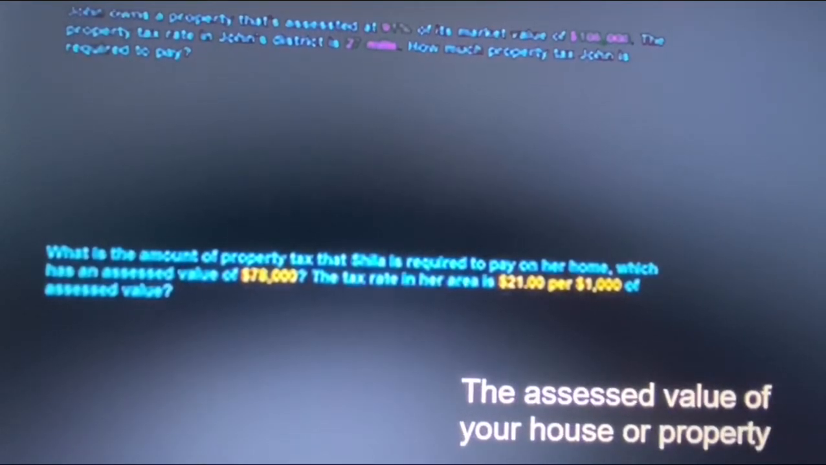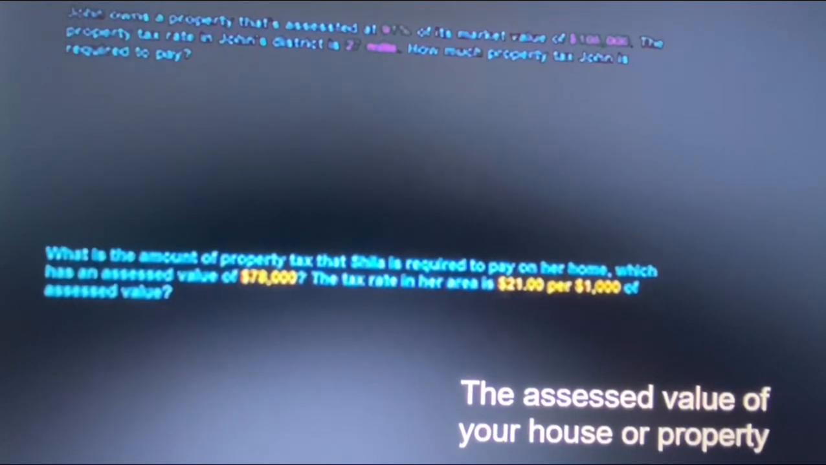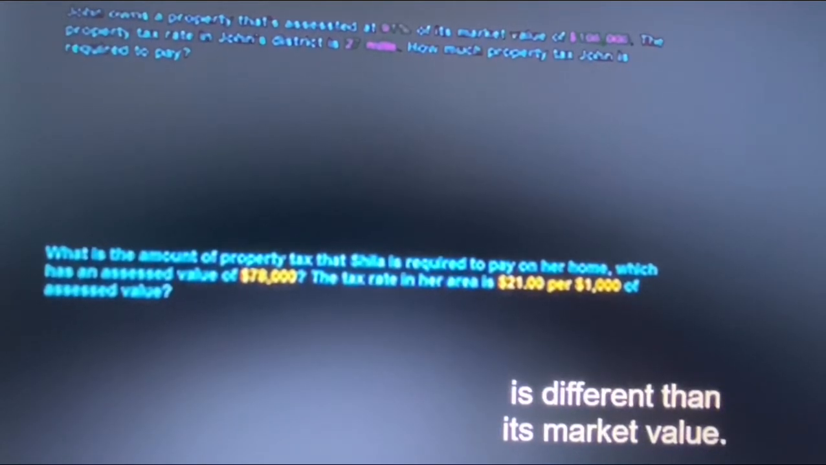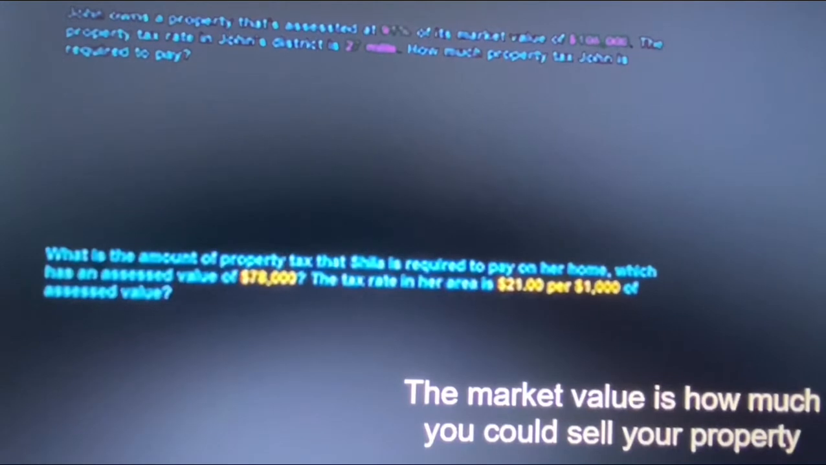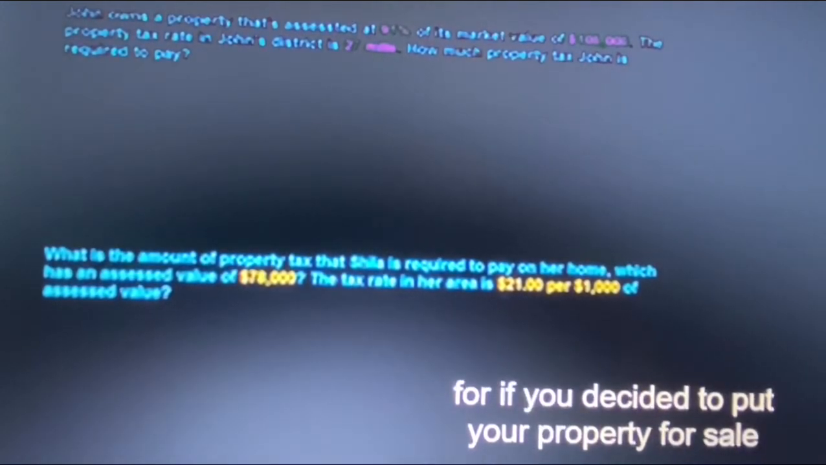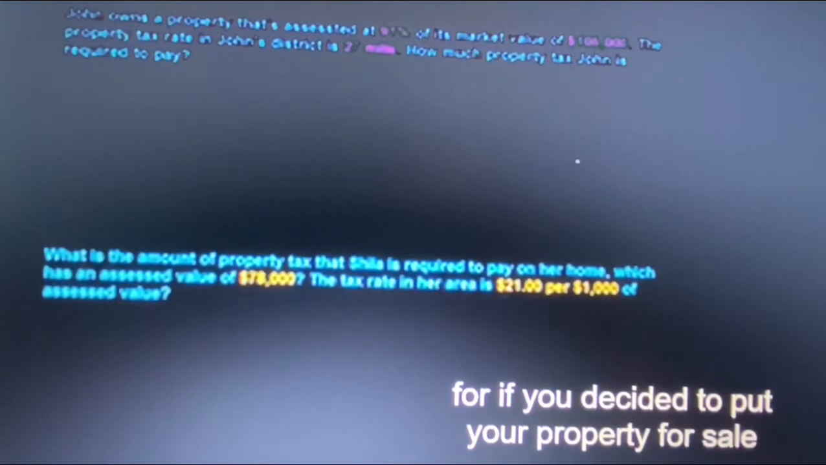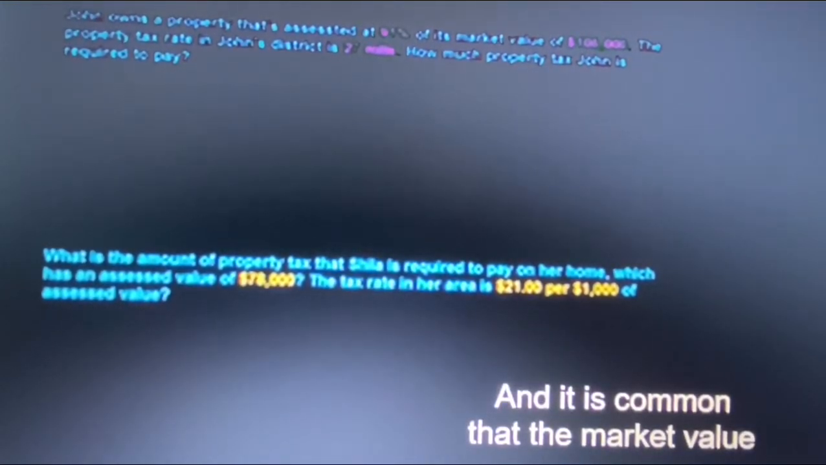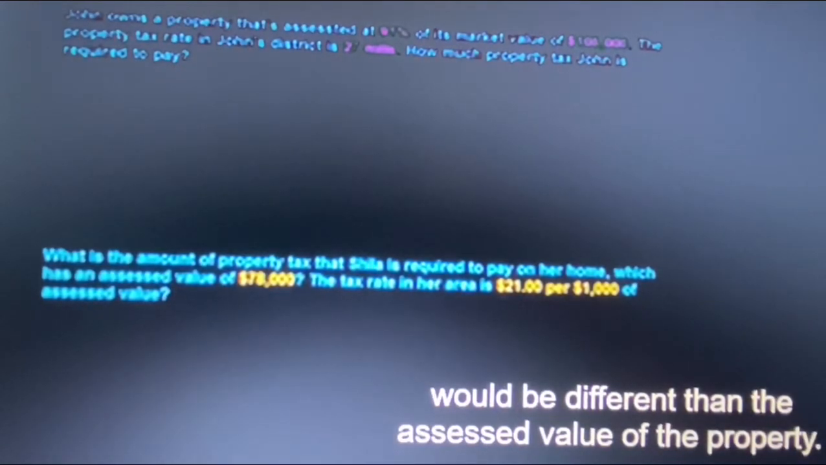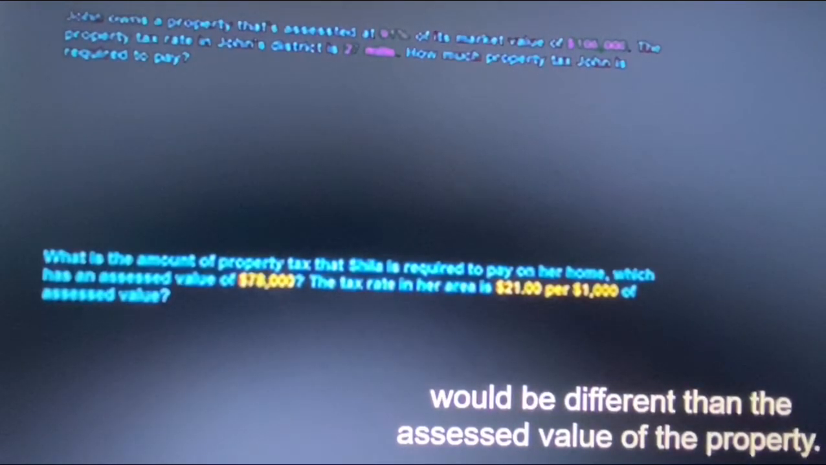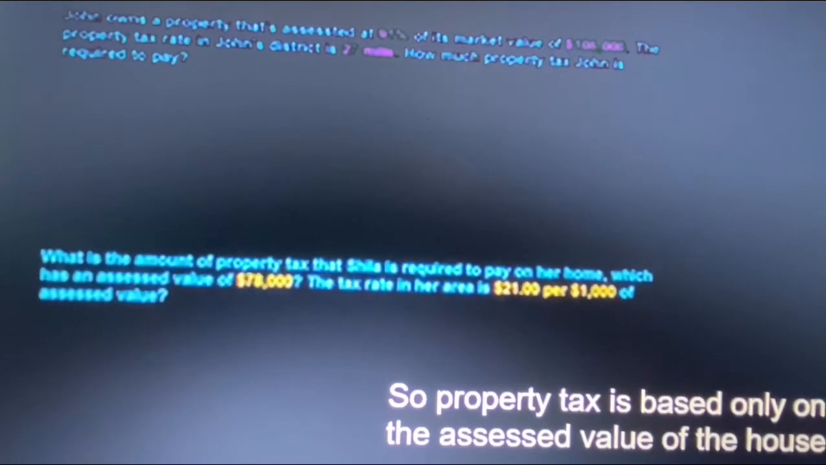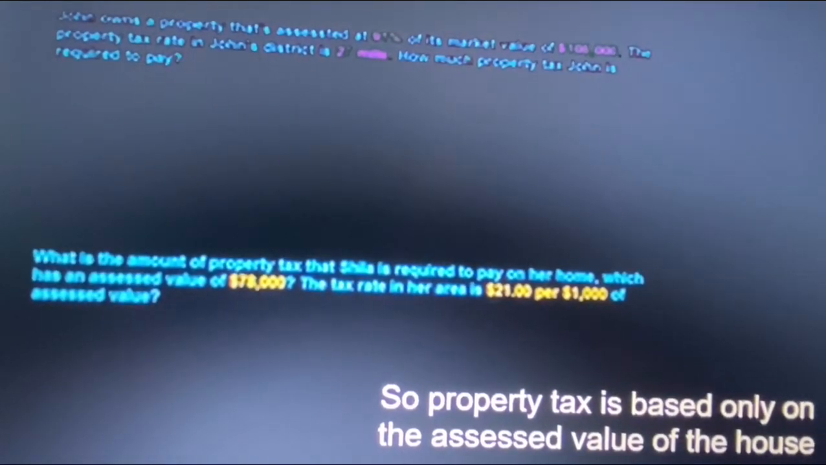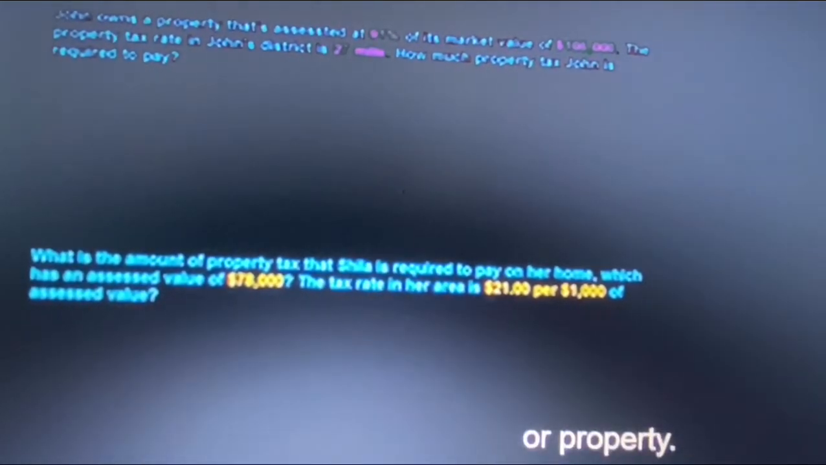Now, the assessed value of your house or property is different than the market value. The market value is how much you could sell your property for if you decided to put it up for sale in the market. And it is common that the market value would be different than the assessed value of the property. So property taxes are based only on the assessed value of the house or the property.